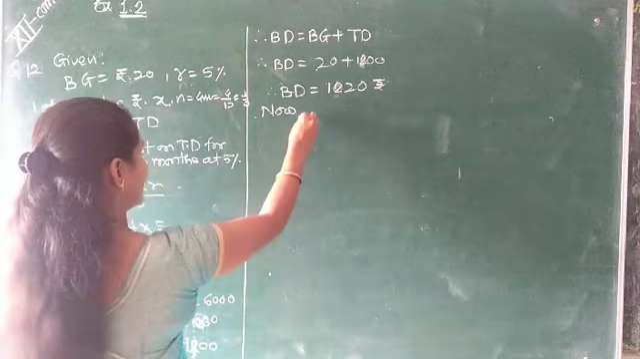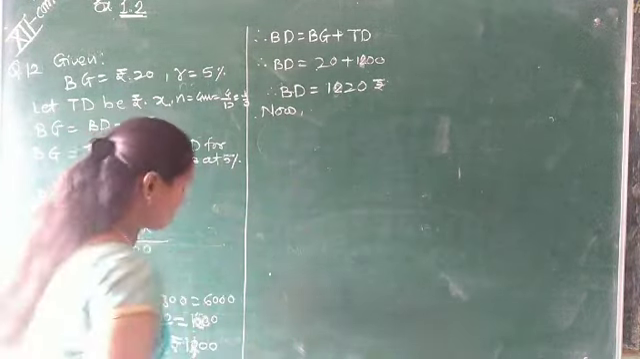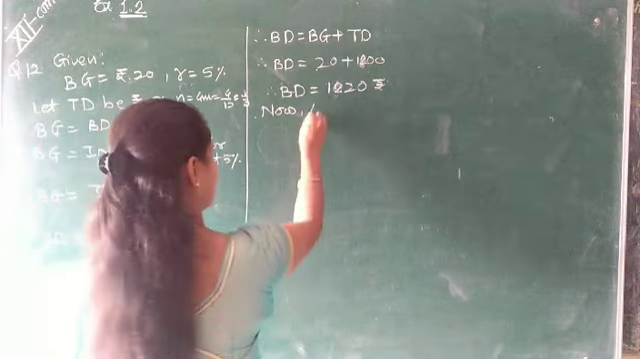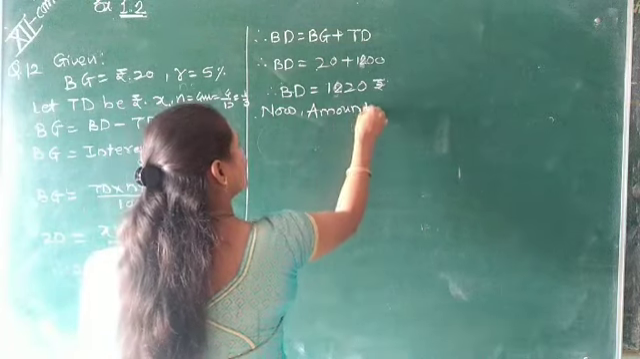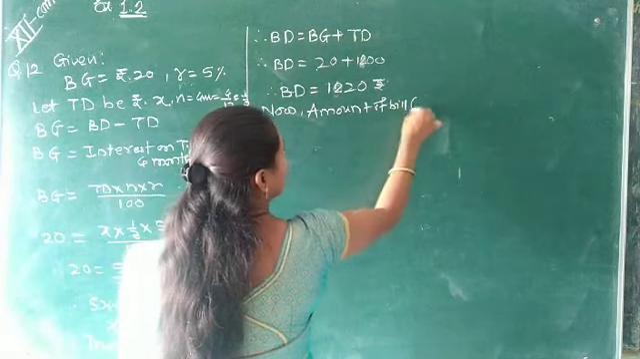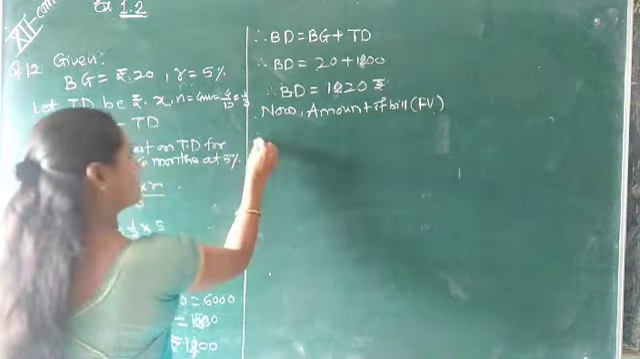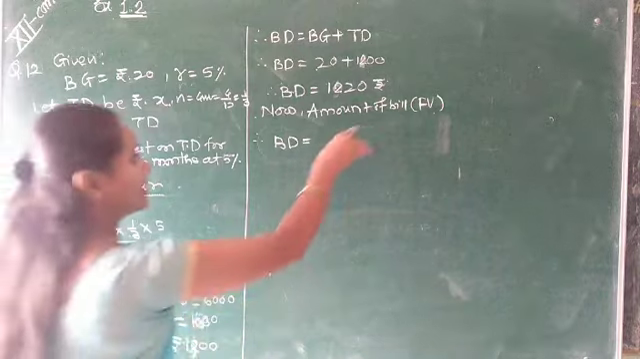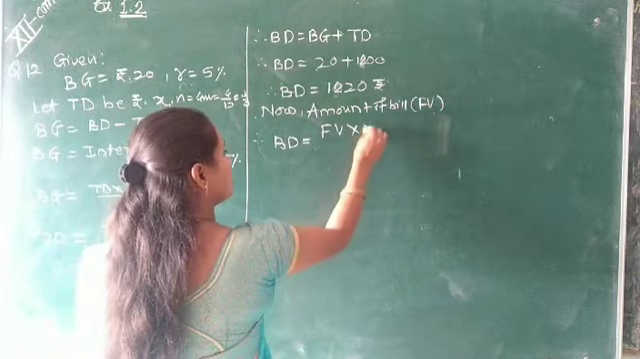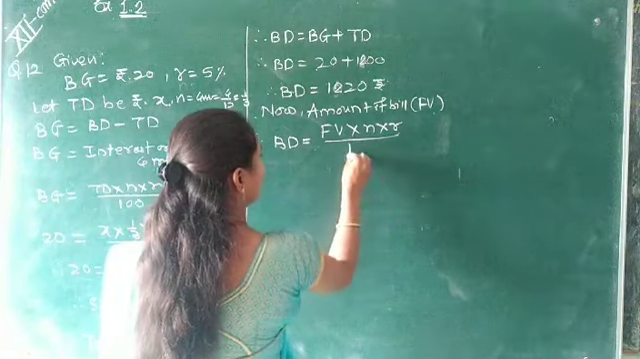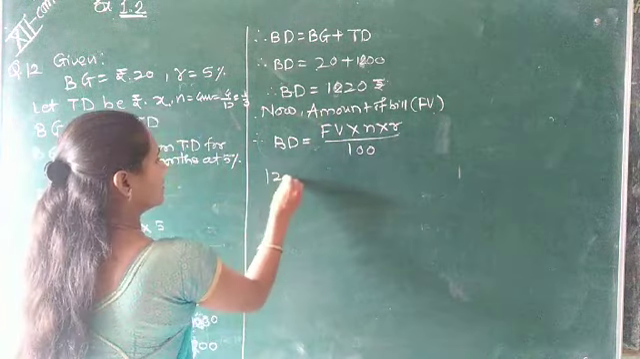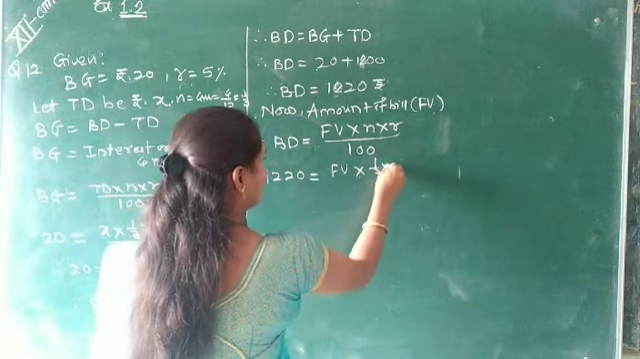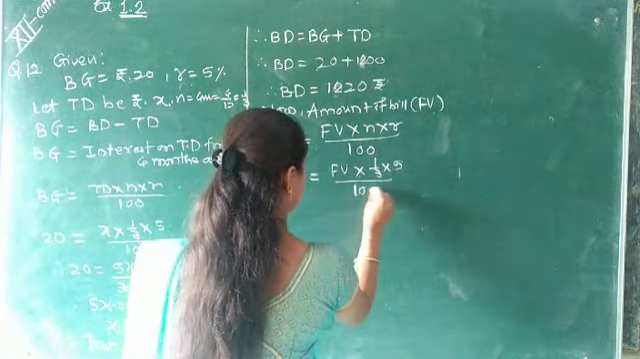Now we are going to find the face value, or we have to find the amount of the bill, which is nothing but the face value. Therefore, again use the formula for BD, because now we know the value of BD and we are going to find the value of FV. FV into N into R divided by 100. What is the value of BD? We are going to find the face value. Into N is 1/3. Rate of interest is 5 upon 100.